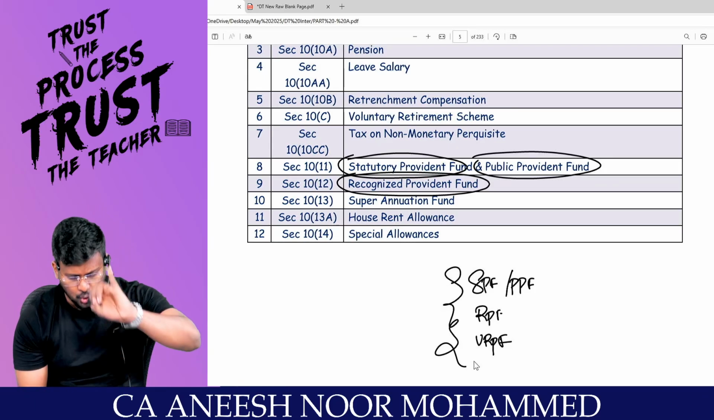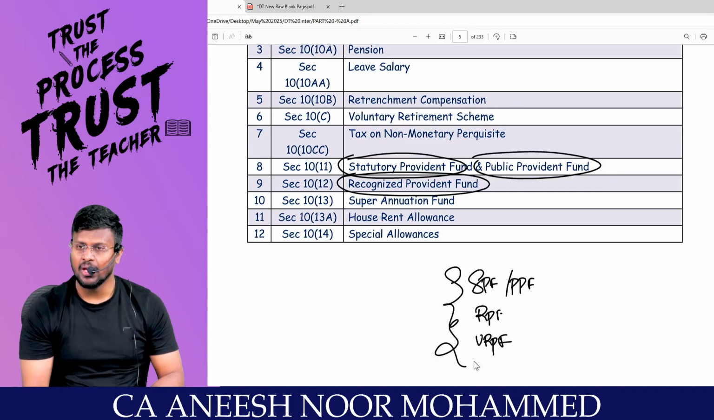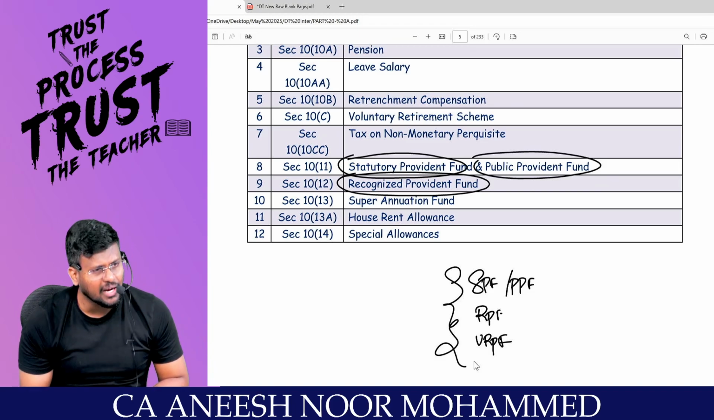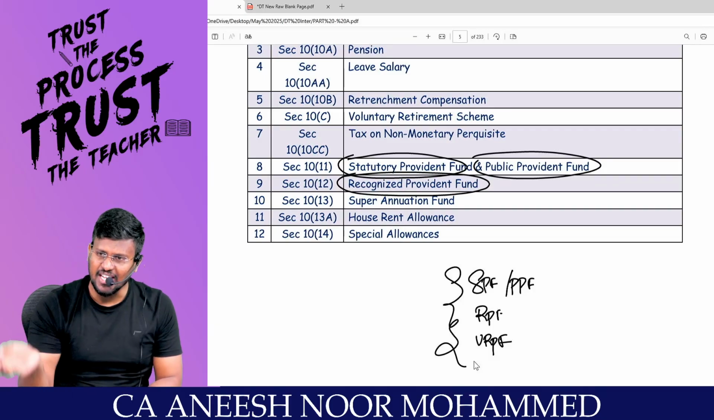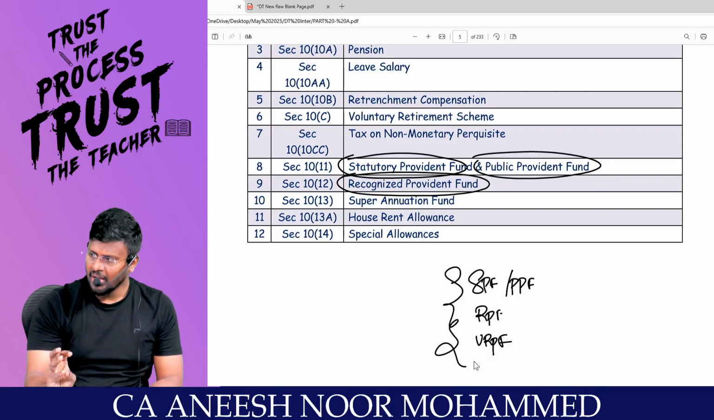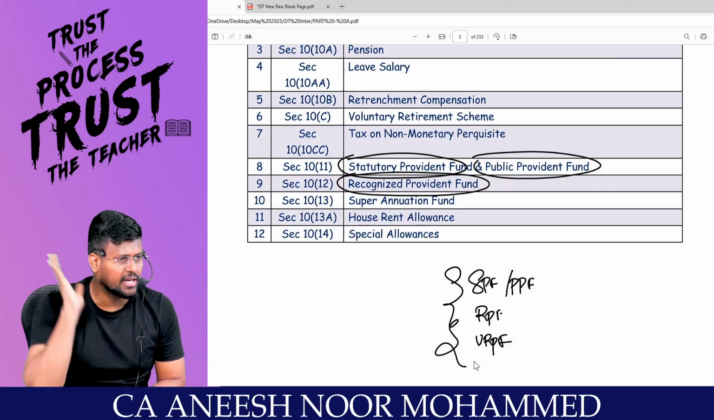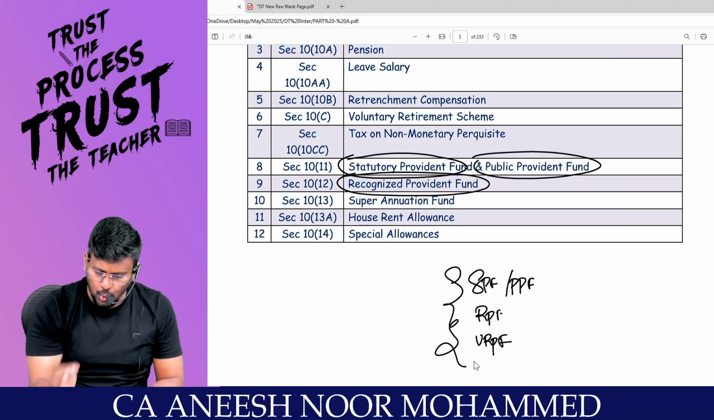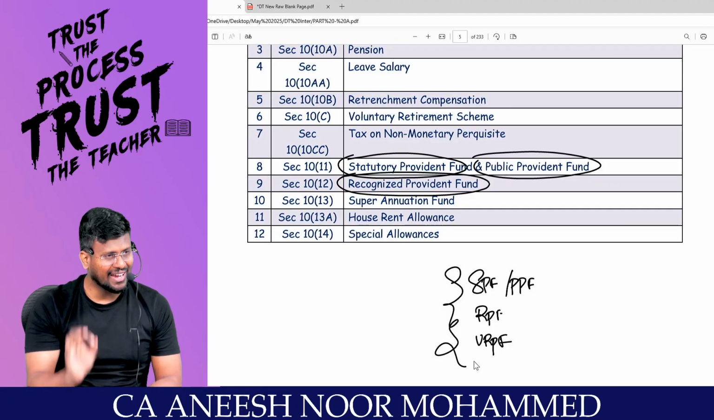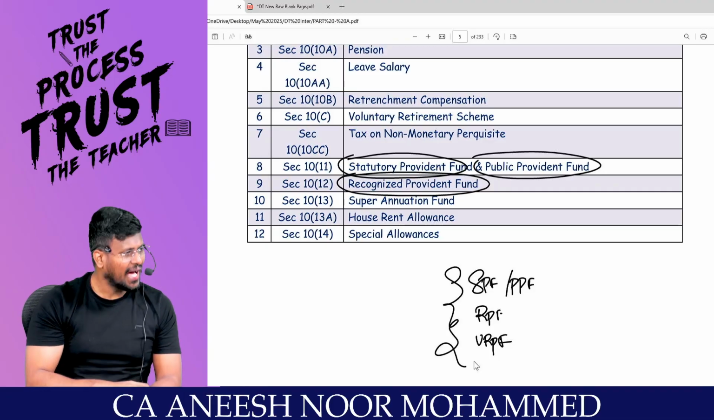Number 1, Statutory Provident Fund or Public Provident Fund, Recognized Provident Fund, Unrecognized Provident Fund. Repeat once again.